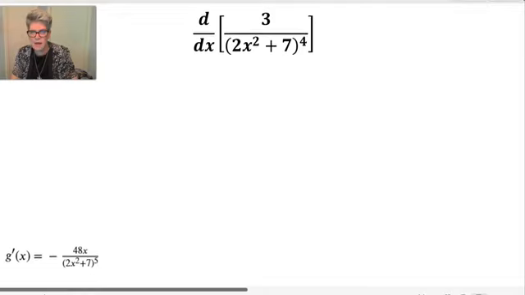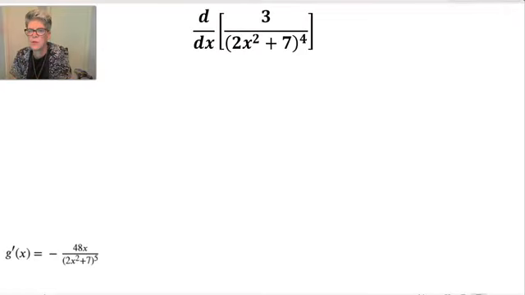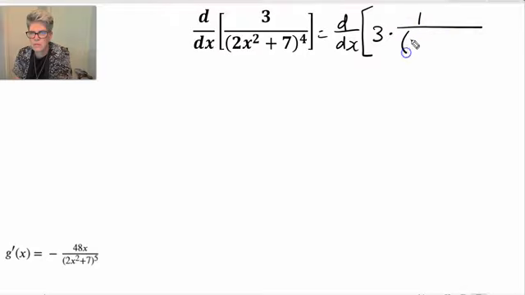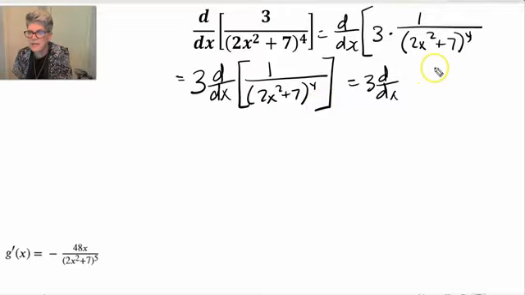All right, let's look at this guy. Again, I'm not going to use the quotient rule, even though that's a quotient. So I'm going to do some rewriting. First of all, you can take that 3 out. I can further take it just out the front. And now, once again, I'm going to rewrite this as a negative exponent.